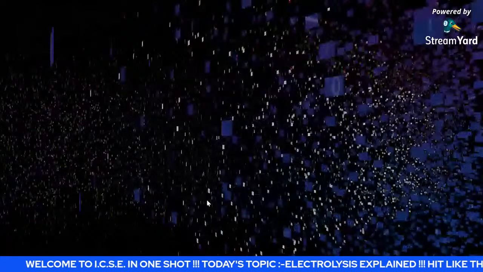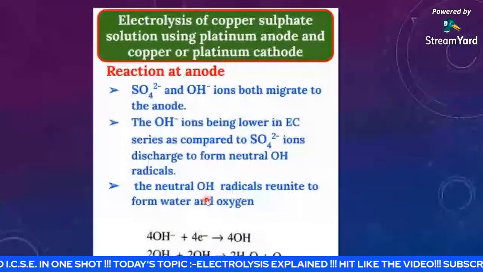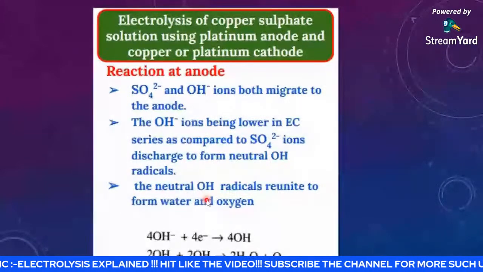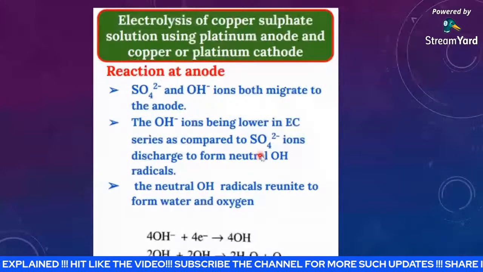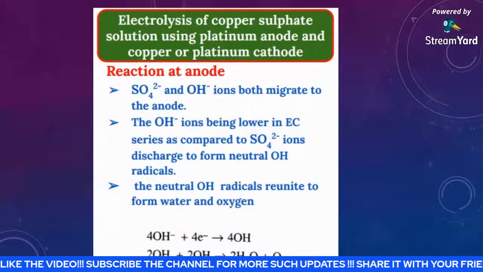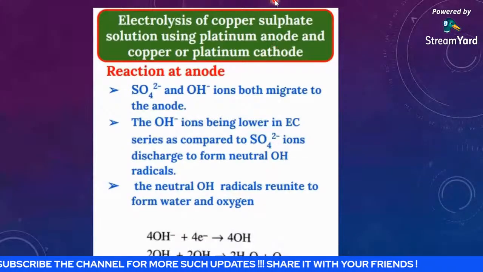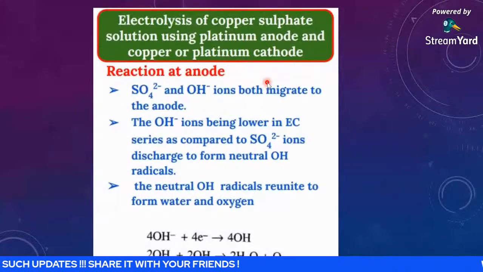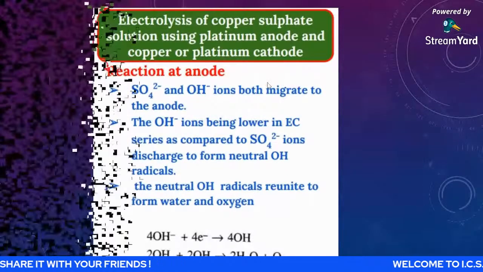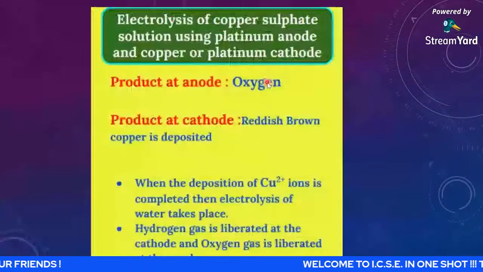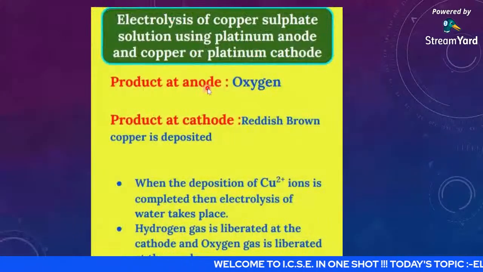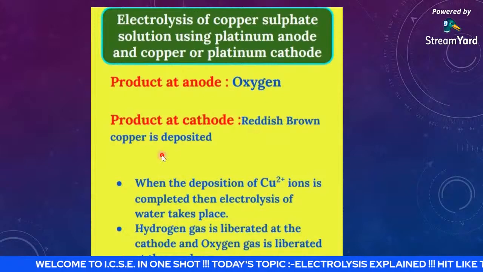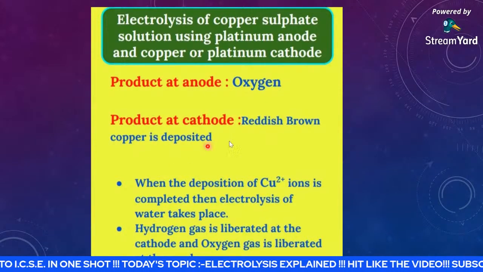You say SO4 2- and OH- both get accumulated at the anode, but what happens? OH- is below SO4 2-, therefore it gets discharged. Similar reactions as we learned in the case of electrolysis of distilled water. Now, the products are oxygen gas at anode, and reddish brown deposit of copper at cathode.